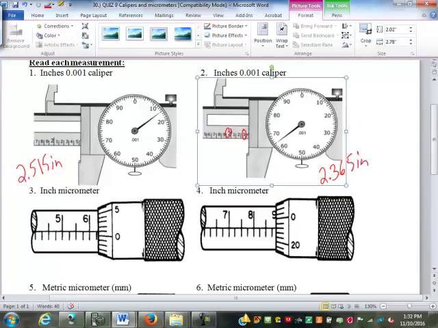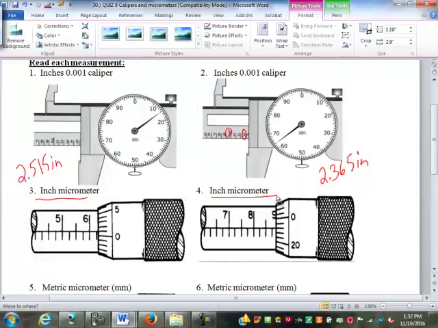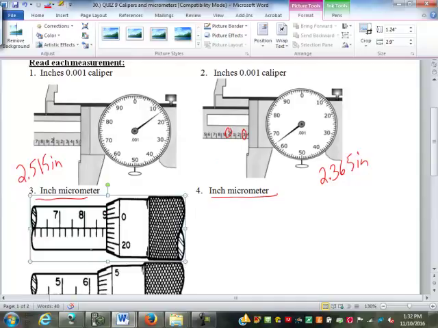Any questions on those first two? You got it figured out? Yeah, decimal. Okay. Now for this one, standard or metric? Inch again, right? So, oops, get out of it. Stop doing that.